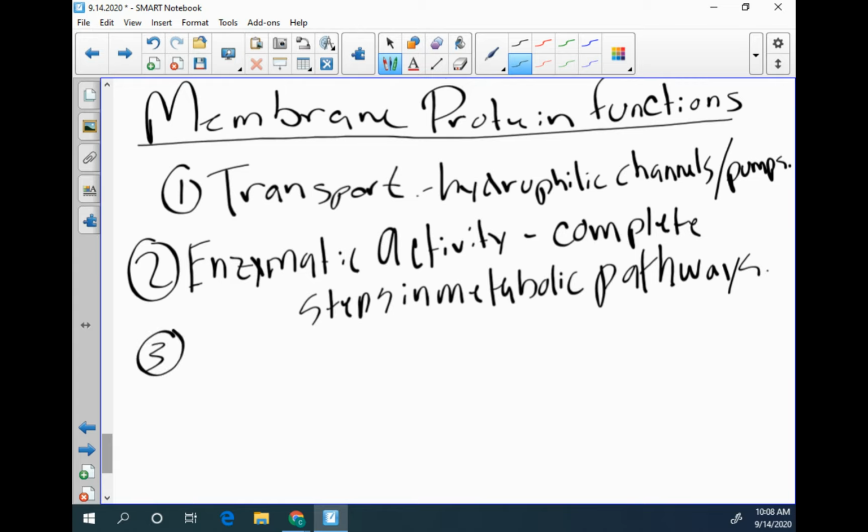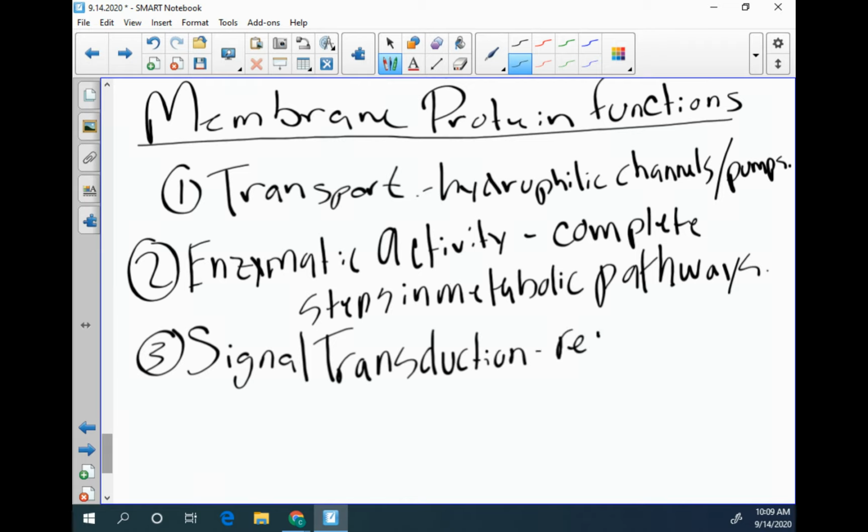Third function is signal transduction. So receptors and signal releases. If you think about neurotransmitters on your neuron brain cells, at the end, we've got little receptors that spit out our neurotransmitters, and another cell has the receptors to recognize that signal and continue it on. That is due to our membrane proteins.